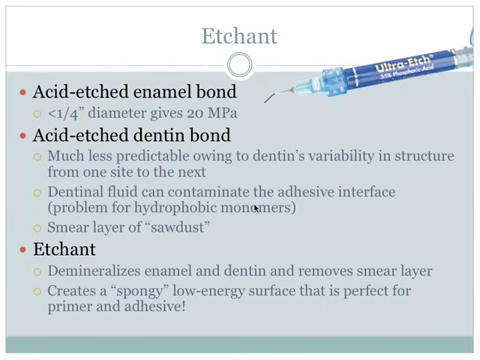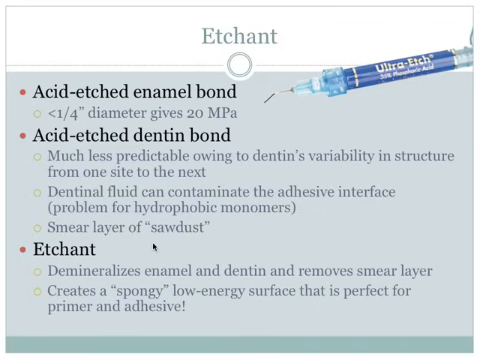And so that can, like saliva or blood, contaminate the adhesive interface, which can be a problem for bonding in general. So when we use etch, we really want to make sure we're getting it on the enamel. Sometimes you just selectively etch enamel and don't worry about the dentin because this bond isn't as reliable.